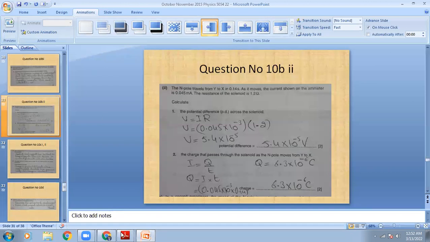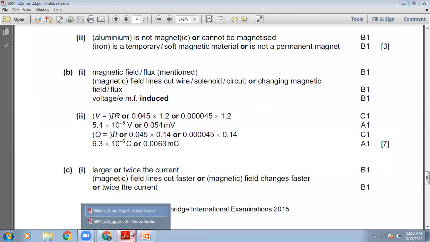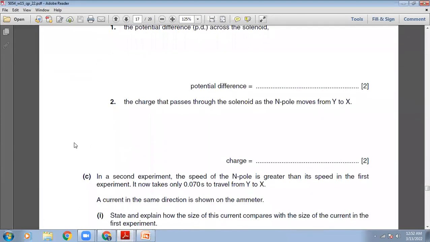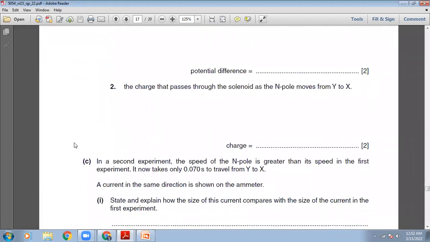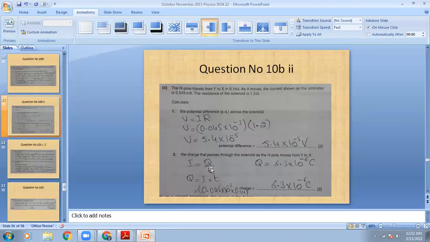So let's have a look at what the marking scheme has to say. 5.4 × 10^-5 volt, that is the right answer, sir. Okay. Then he says the charge that passes through the solenoid as the north pole moves from Y to X. I know the current flowing, I know the time taken, so very easily I can find the charge.